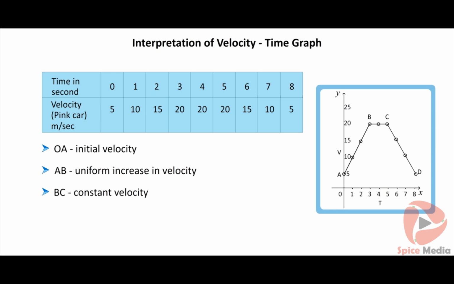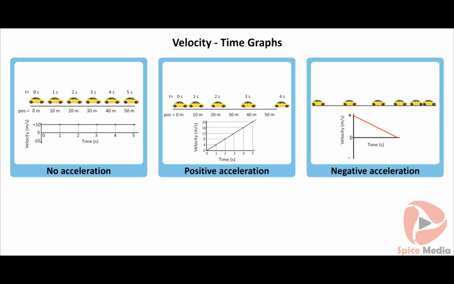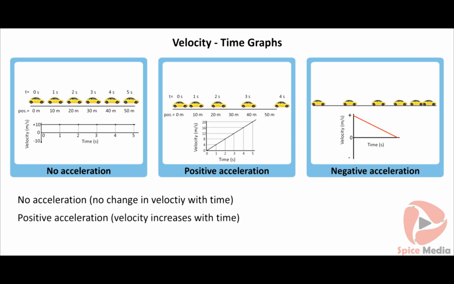The portion of graph BC shows that the body has traveled with the same or constant velocity for some time. The body has zero or no acceleration. The portion of graph CD shows that the body is decelerating, that is, its velocity is decreasing with time. Consider the motion of a moving car. Let us now see the velocity-time graph of the car when it is moving with constant velocity, when it is speeding up or slowing down.